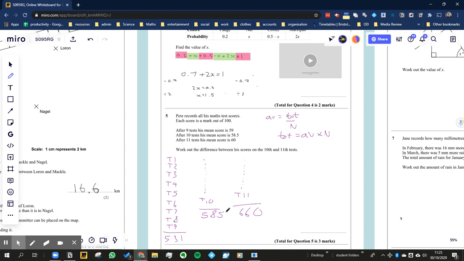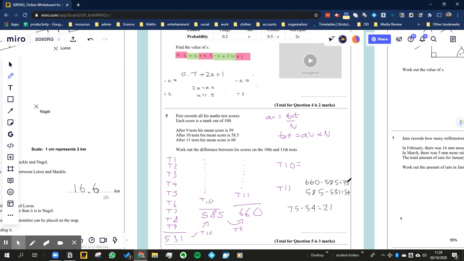So in other words, it's gone up from 531 to 585, and then to 660 in terms of total values. So the extra score must be equal to T10, and that extra score there must be equal to T11. So what would we actually do to work out what is T10 and what is T11? So we've got the difference between this number and this number would be equal to test 11.